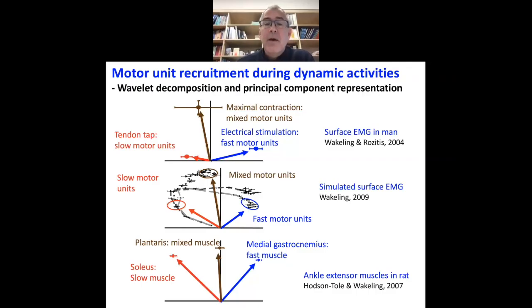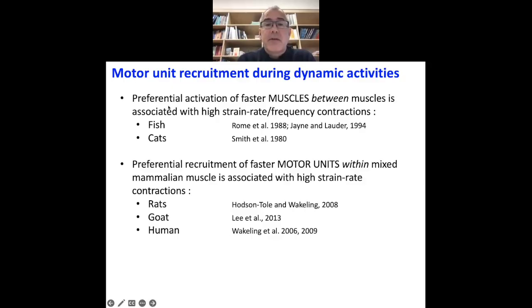And when we do this, we can then build on the previous animal experiments which I've listed on the top. So the fish and cat examples I showed you showed that you would expect preferential activation of faster muscles between muscles, and this would occur for faster contractions, which involve high strain rates or high frequency contractions. When we now look at the recruitment of motor units within mixed muscle, we find again a preferential recruitment of the faster motor units associated with the high speed or high strain rate contractions. And we've got data now to show this for experiments on rats, goats, and in man.